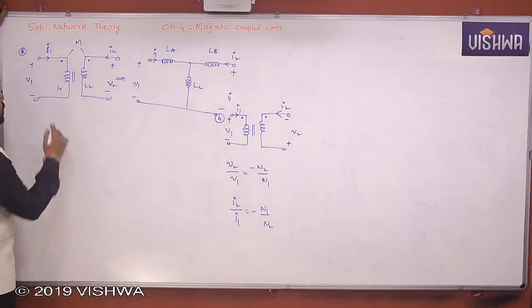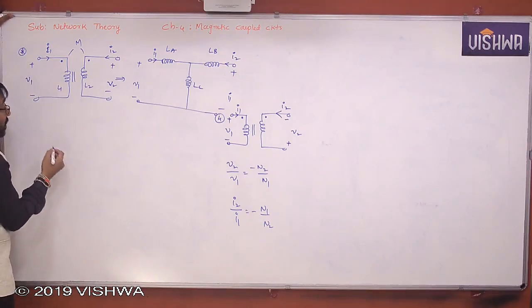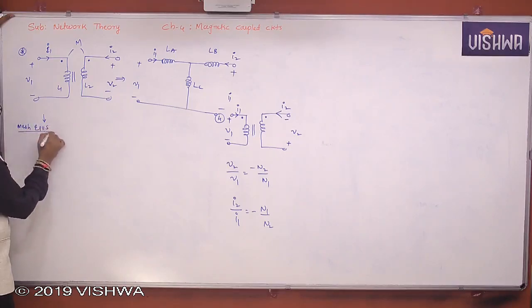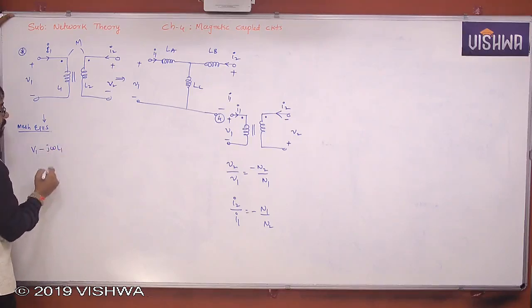So what are the equations you get here? Tell me. Let me write in complex form directly. The mesh equations. What do you get? When you write the equation, V1 minus j omega L1, yes or no?